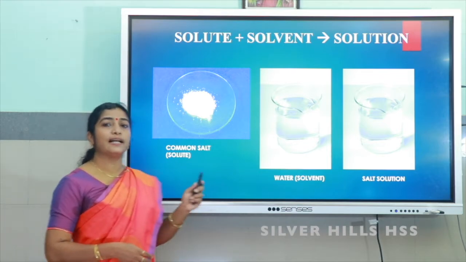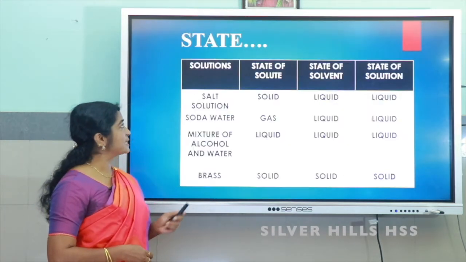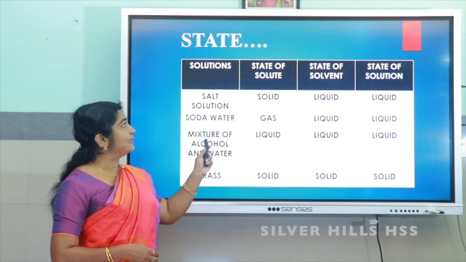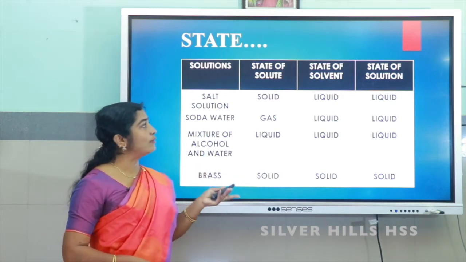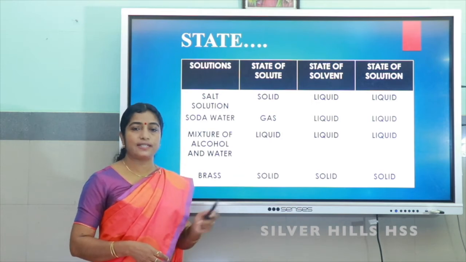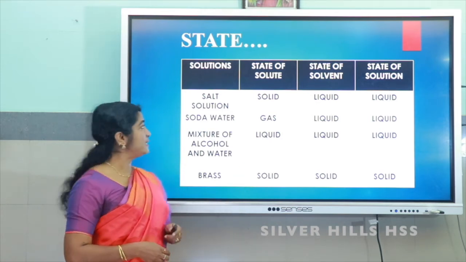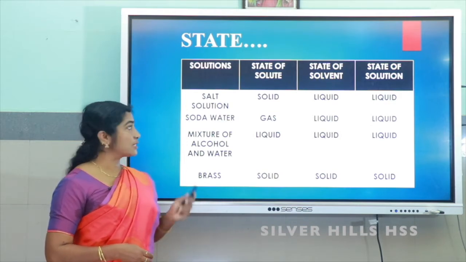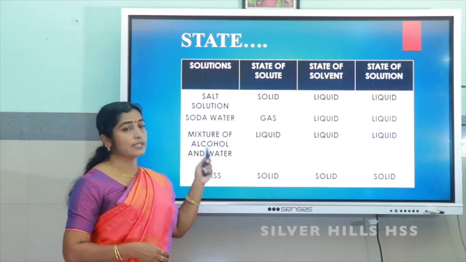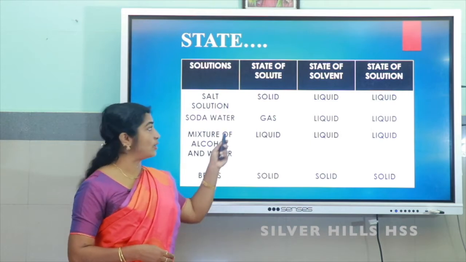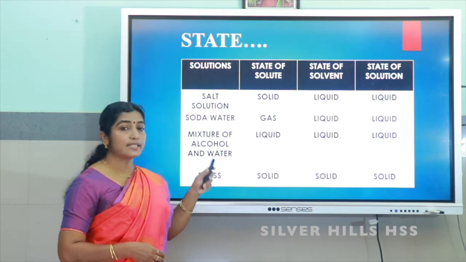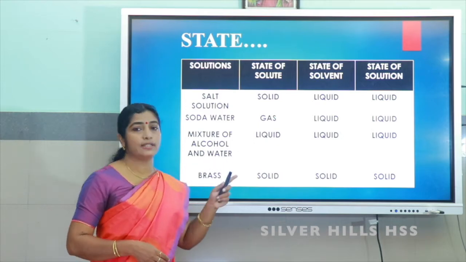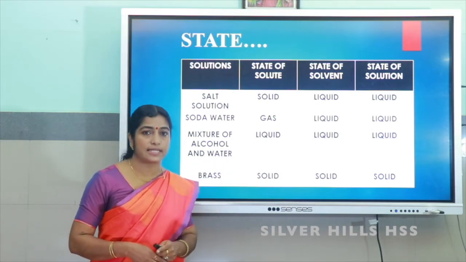Now, let's analyze a table. See, in this table, some solutions are given and the state of solute, solvent and solution. Let us analyze this table. The first solution is salt solution. In salt solution, common salt is the solute and its state is solid. And water is the solvent, it is in liquid state, and salt solution, it is also in liquid state.